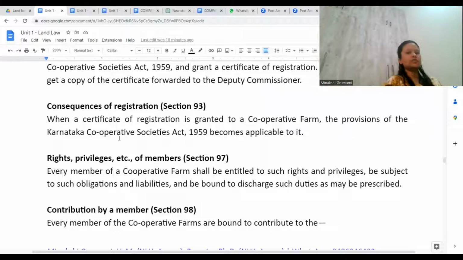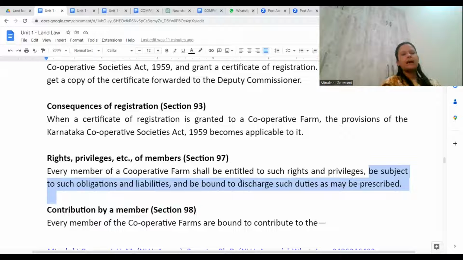So when we talk about provisions, there are certain rights and privileges that the members of the cooperative farm would enjoy, right? Ten or more members who got it registered, they are going to enjoy some rights and privileges. So every member of a cooperative farm shall be entitled to such rights and privileges and will be subject to such obligations and liabilities, and bound to discharge such duties as may be prescribed. So they also have some rights and obligations under this legislation, which they are bound to perform under this Act once it gets registered.